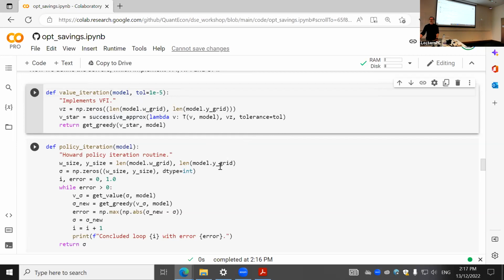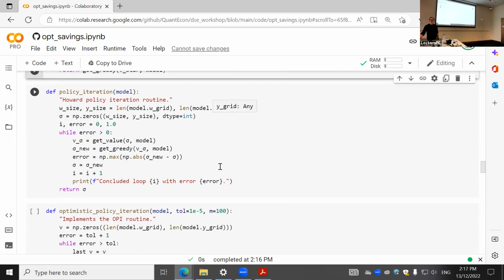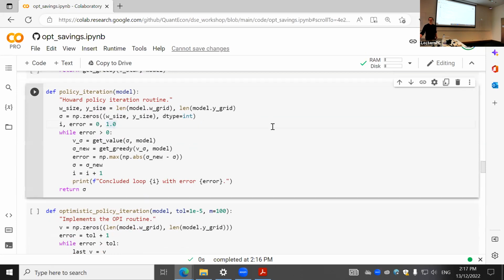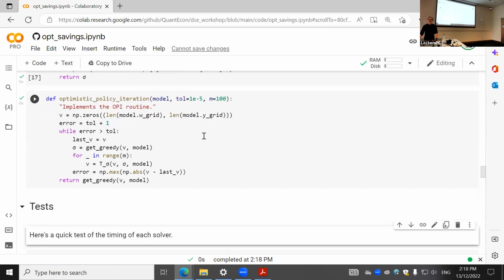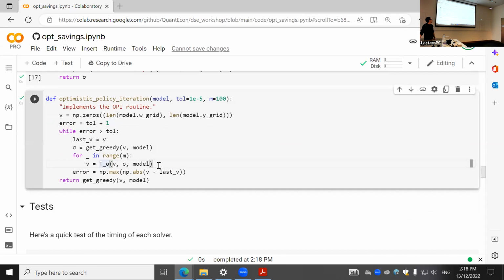With Howard, I'm going to have a policy in mind. I'm going to get the value of that policy. I'm going to get the greedy policy. And if I haven't converged yet, I'll go around again. So that's exactly what we were talking about before. Optimistic policy iteration means I'm just going to iterate with a policy operator instead, and I'm going to iterate n times. Similar to Howard, but with that approximation.